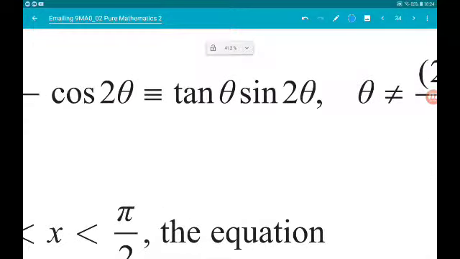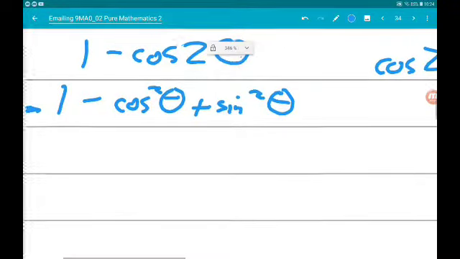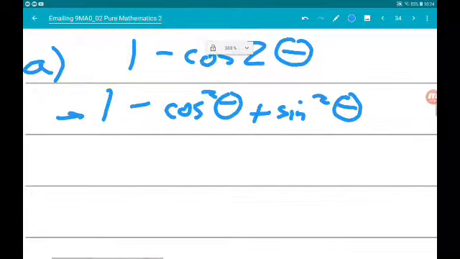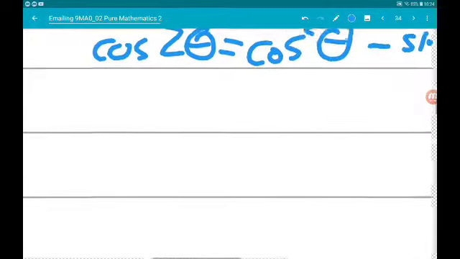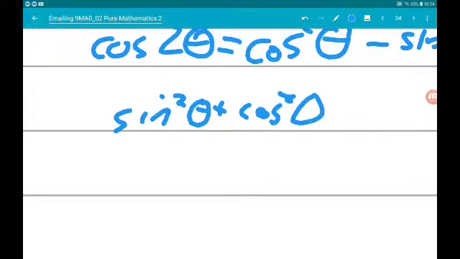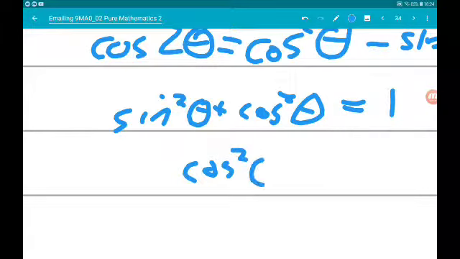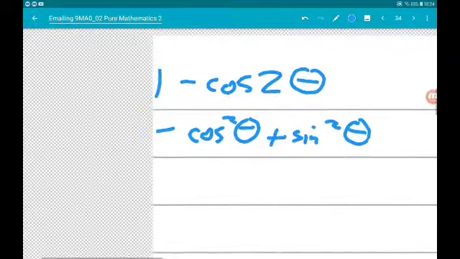So we need a tan and a sine 2 theta. Right, so we don't want any cos terms anywhere. So let's now use sine squared add cos squared is 1. So cos squared is 1 minus sine squared. So let's put that in.